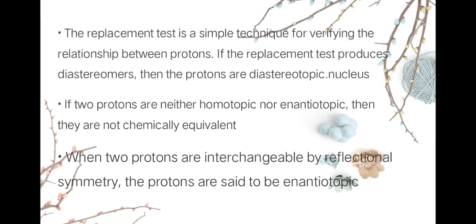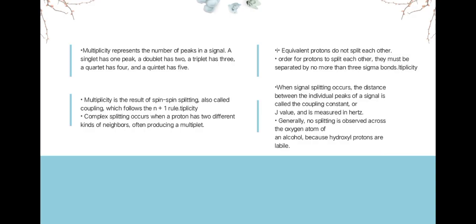Now, some quick information. The replacement test is a simple technique for verifying the relationship between protons. If the replacement test produces diastereomers, then the protons are diastereotopic. If two protons are neither homotopic nor enantiotopic, then they are not chemically equivalent. When two protons are interchangeable by reflectional symmetry, the protons are said to be enantiotopic.